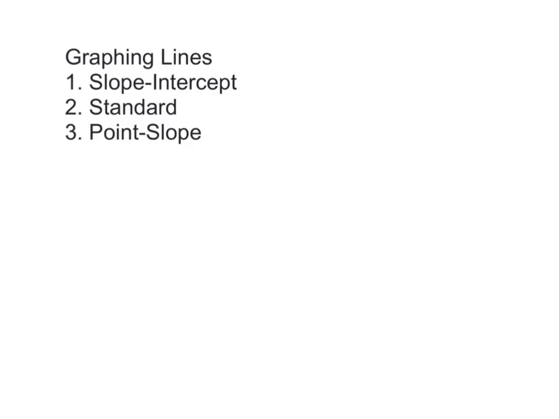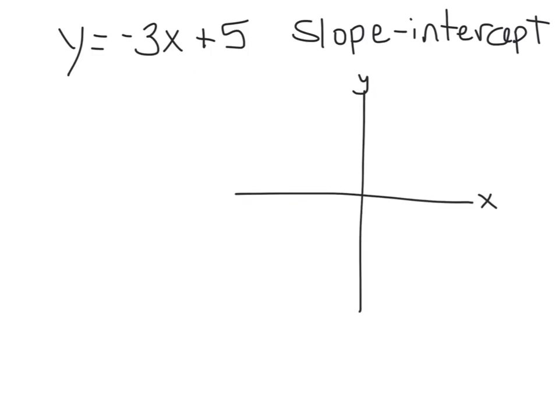This video is a quick review of graphing lines in three different forms. First, slope-intercept, second, standard, and third, point-slope. This is an equation in slope-intercept form.